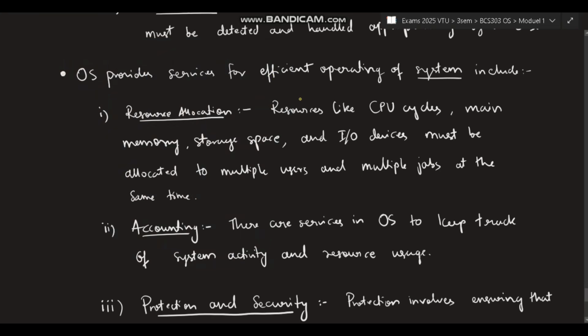Okay, similarly, the OS also provides services for the system, for efficient operating of the system. Those include three services. First one is resource allocator. OS helps the system allocate the resources, like how much CPU should be allocated, the main memory, storage space, and input output devices, which must be allocated to multiple users and multiple jobs at the same time.